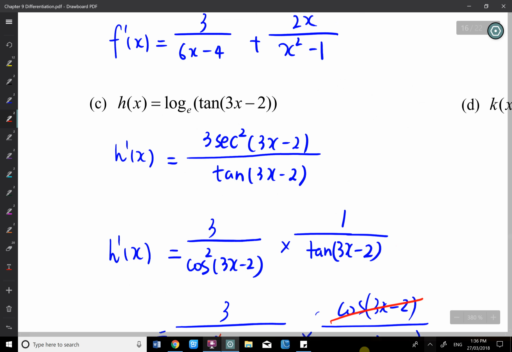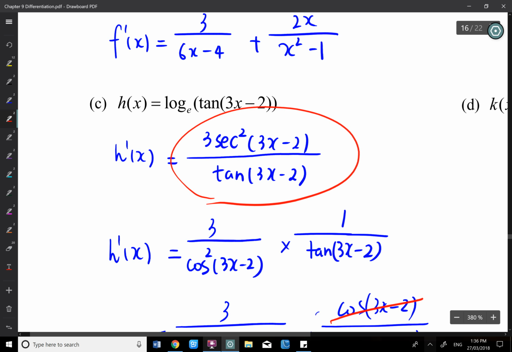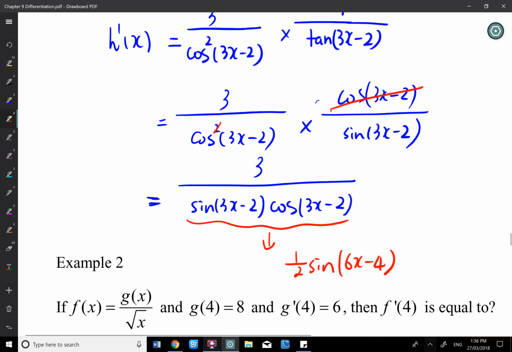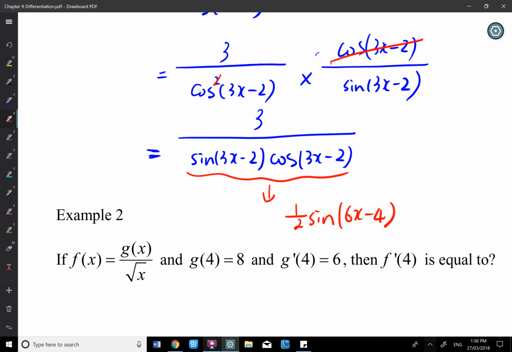There's nothing wrong with leaving your answer like this. Your answer can be in that form, but the only thing is I can't evaluate it easily. It's hard to do evaluation. I know sine, I know cosine, but I don't know the value for sec. So I will put it into sine and cosine form for evaluation. Alright.